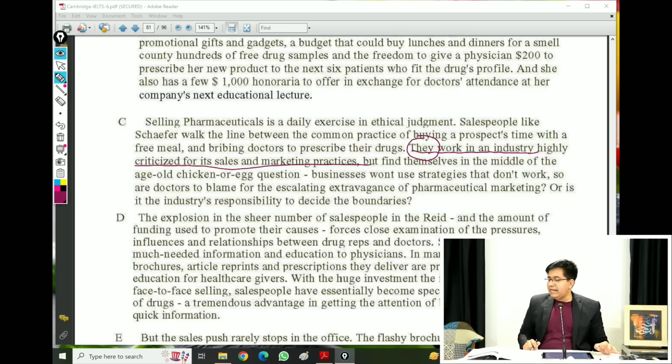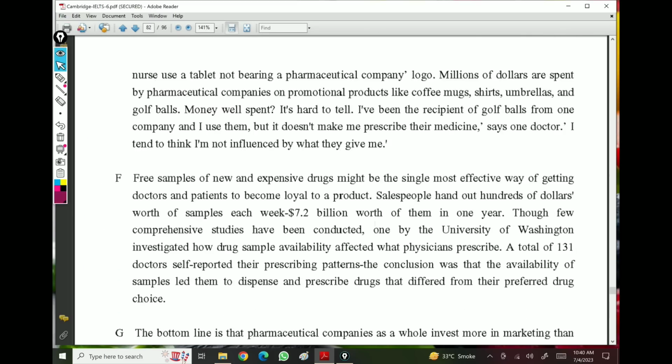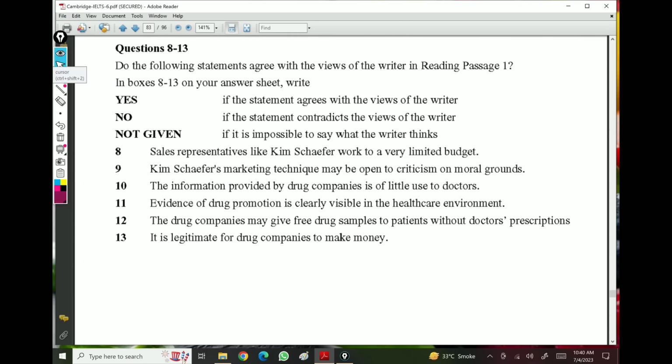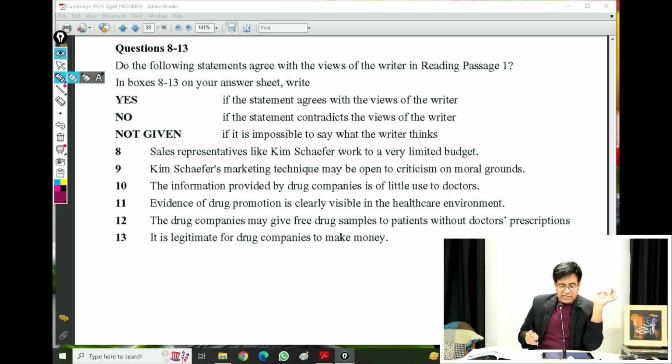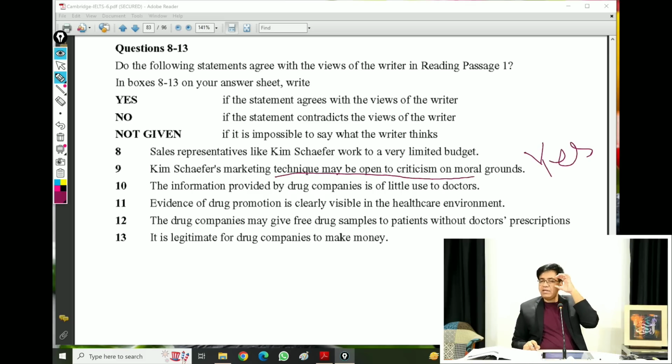Now, they are highly criticized for sales and marketing practices. So, what will be the answer? Yes. Come back to the question. Take a look at the question. The question is, Kim Sheffer's marketing technique may be open to criticism. Highly criticized, that means may be open to criticism. So, question number 9, answer is yes. Got it? You should locate, you should underline the location of your answer so that when you go back home, you can read the question again, you can read that sentence again, and then you can find the right answer.